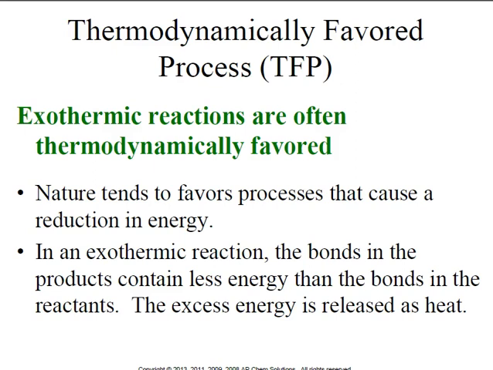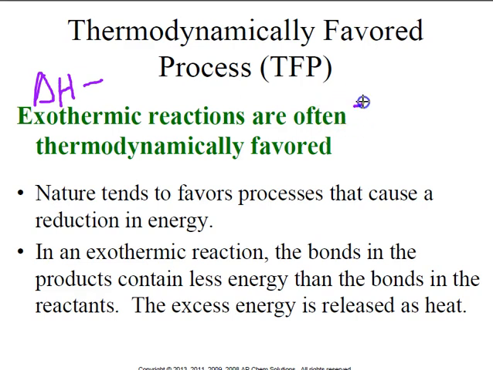What decides if a process is thermodynamically favored or not? One factor, and this is only one factor, but it is whether the process is exothermic or endothermic. So remember we talked about delta H in the past two lessons. So when we say that the process is exothermic, we're saying that the delta H value is negative and that heat is being released. These processes are often favorable because nature favors a reduction in energy.